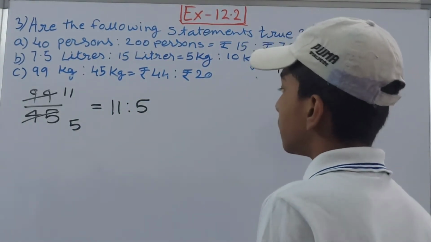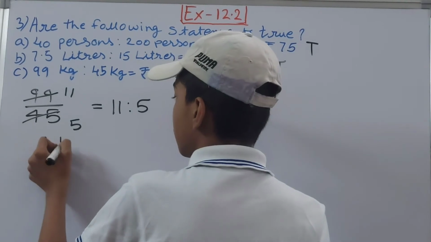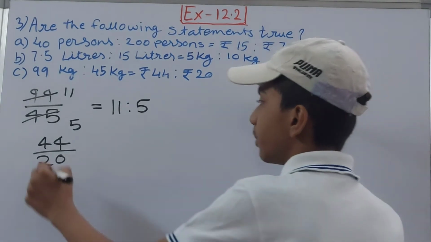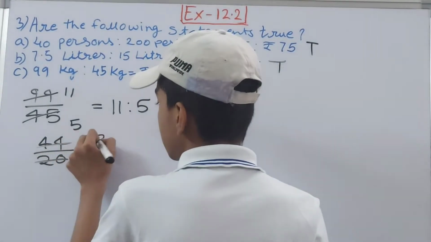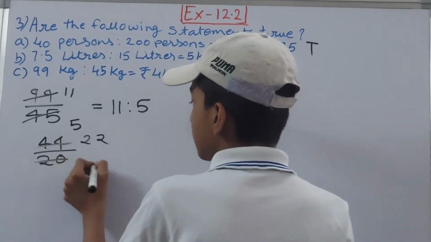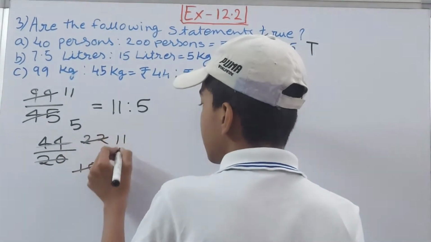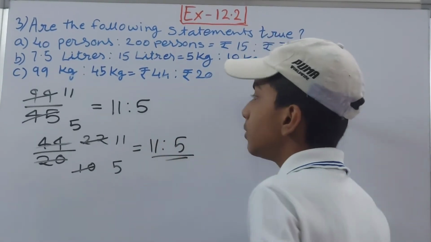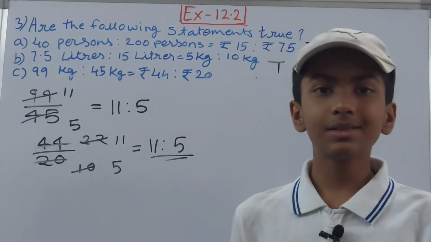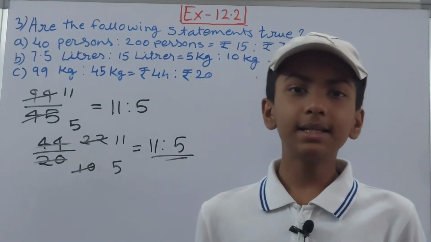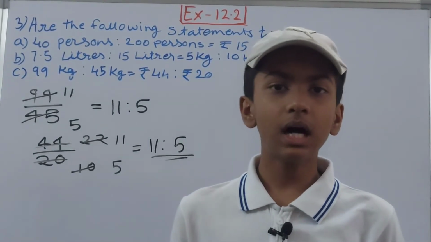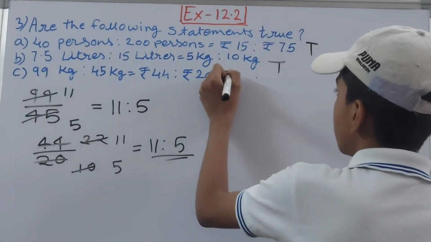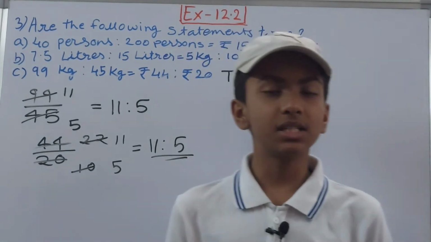Now next is this one, 44 upon 20. Let us divide this by 2. So 22 here, and here will be 10. Now again by 2, 11 and 5. So you get 11:5 here also. So you can see that again we are getting the same ratios. This means what? That these two ratios given here are in proportion, and that also means that this statement is true. Okay, so let's move on to the next statements.